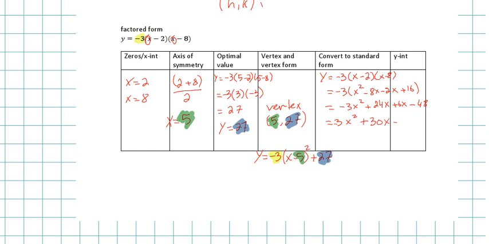Are you guys okay with this? So I FOIL the x minus 2 and x minus 8, and then I distributed the negative 3 in as a multiplication. So what is my y-intercept? That's right.